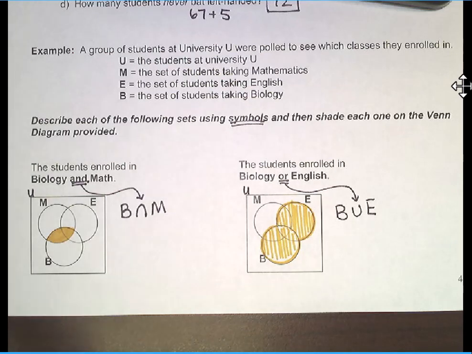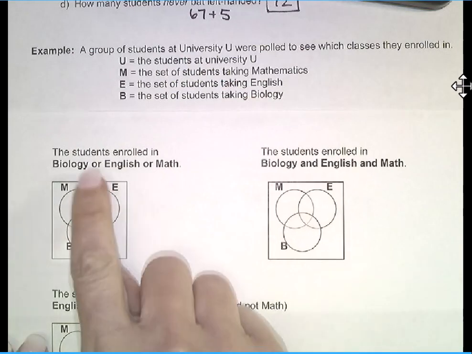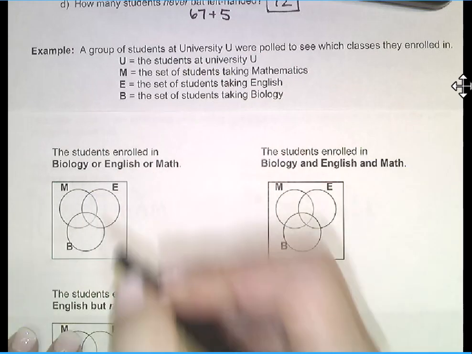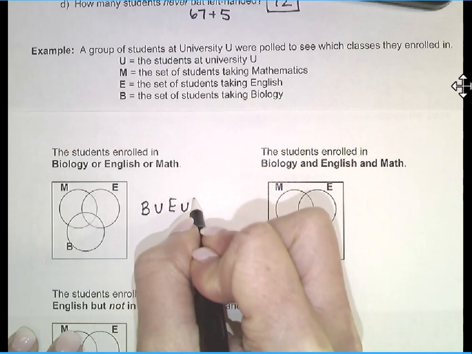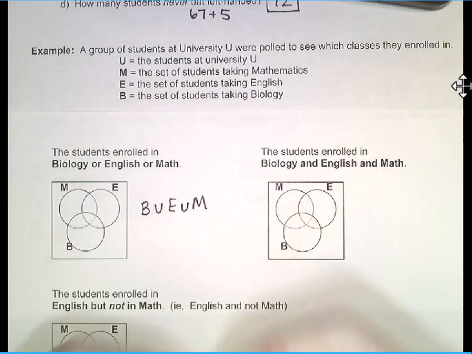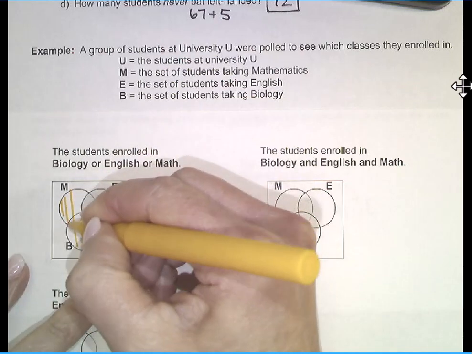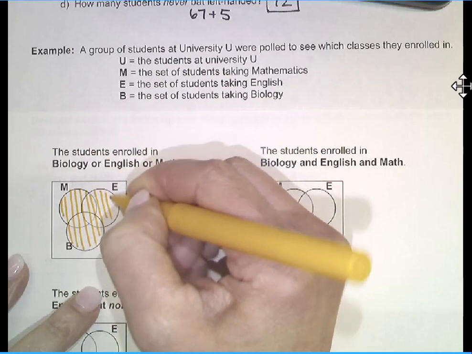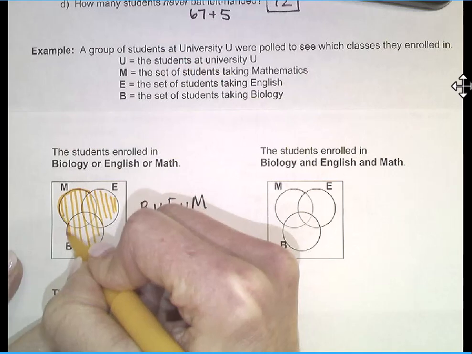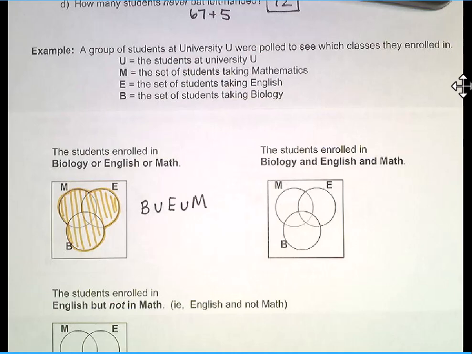So now it says the students enrolled in biology or English or math. So see all those ors? Those ors are unions. So biology or English or math. Well, a union of two circles is just the two circles together. So a union of three would be all three circles together. So it would literally just look like this. It'd be all three circles. Just shade them all. That would be biology or English or math.